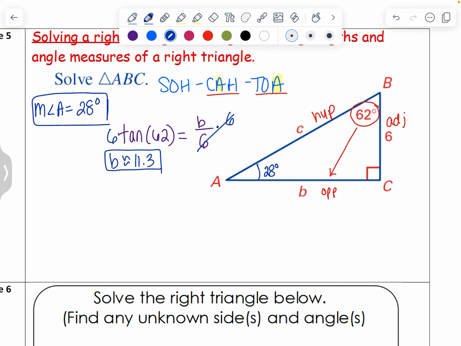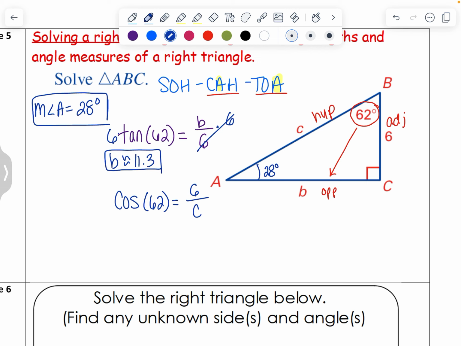You could use the Pythagorean theorem here. You would want to write down a couple more decimals so you don't round too early if you're going to use the Pythagorean theorem, or we can use cosine. So cosine of angle 62 would be equal to adjacent side, which is 6, over the hypotenuse, which is C.